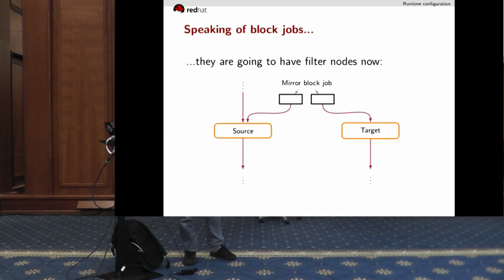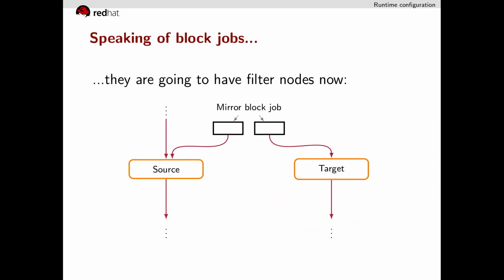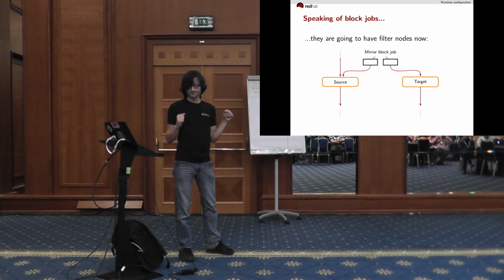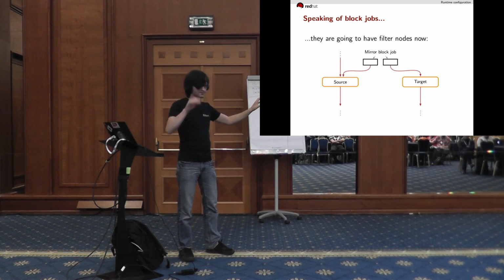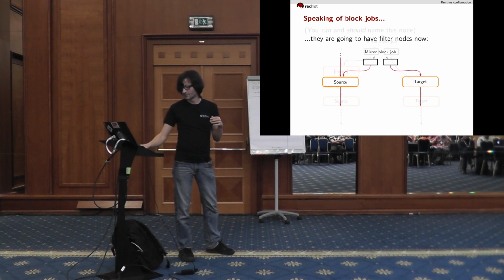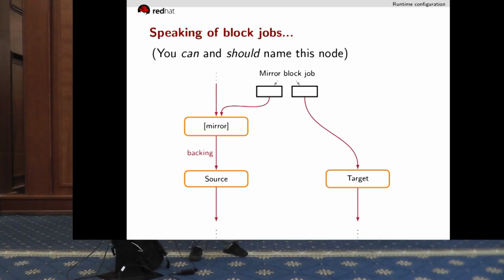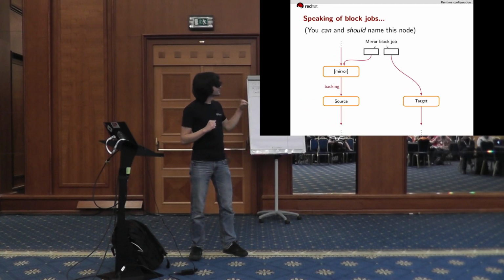And speaking of block jobs, they are actually going to have filter nodes now. So for instance, the old mirror block job looked like this. You had some abstract block job object, which had references to two block backends, one pointing to the source and one pointing to the target. And then the data was copied over from source to target. Now it looks like this. You have some explicit mirror node above the source, and still these two block backends which point to both the source and the target chain, and the data gets copied over.